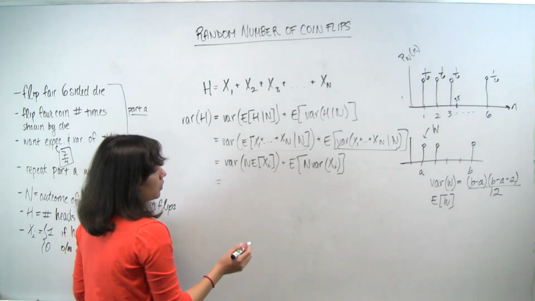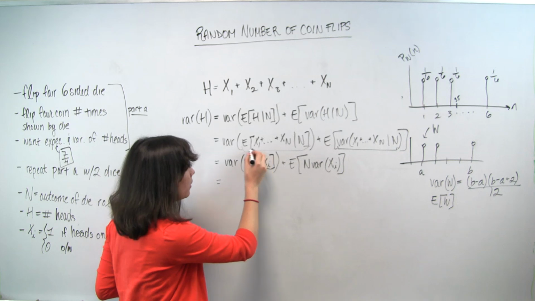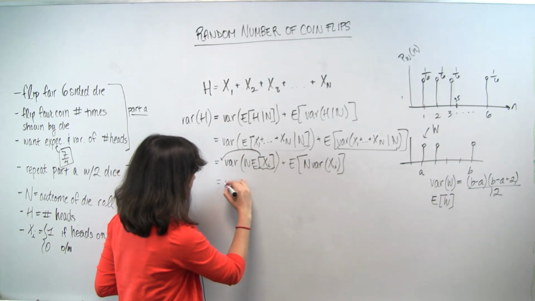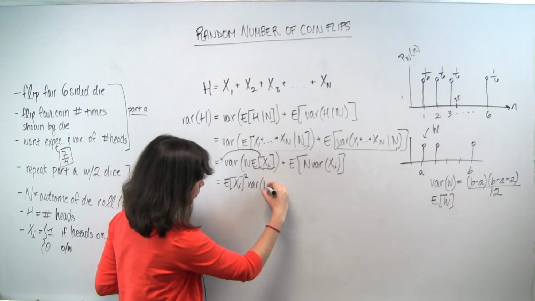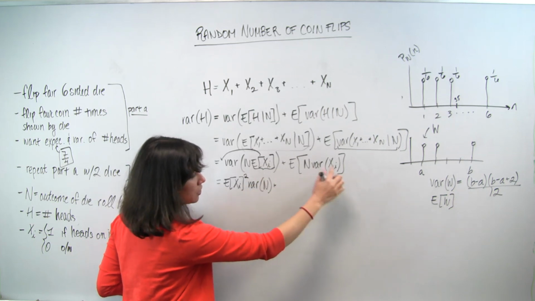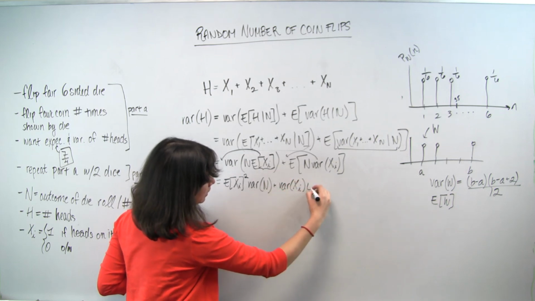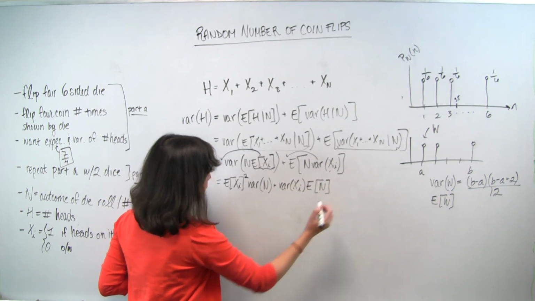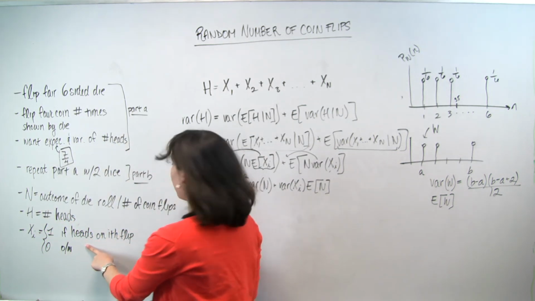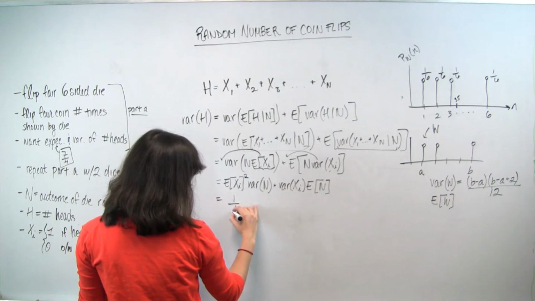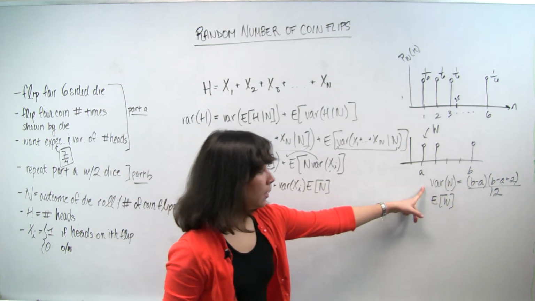So now we're almost home free. This is just some scalar, so we can take it out of the variance, but we have to square it. So this becomes the expectation of xi squared times the variance of n. And then this variance is also just a scalar, so we can take it outside. So then we get the variance of x sub i times the expectation of n. Now, we know that the expectation of x sub i is just the probability of success, which is 1/2. So we have 1/2 squared, or 1/4, times the variance of n.